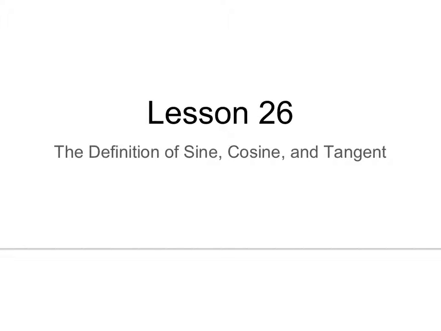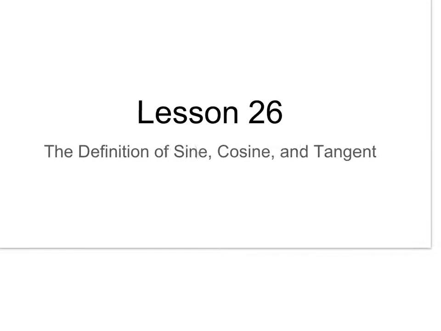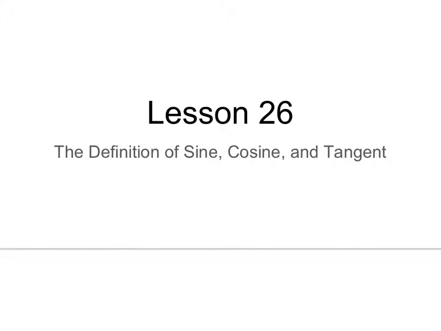Hey Geometry, we're moving on with what we need to learn about sine, cosine, and tangent. Sine is abbreviated SIN, cosine is abbreviated COS, and tangent is abbreviated, I don't know why I made that so funny, TAN. Cool?